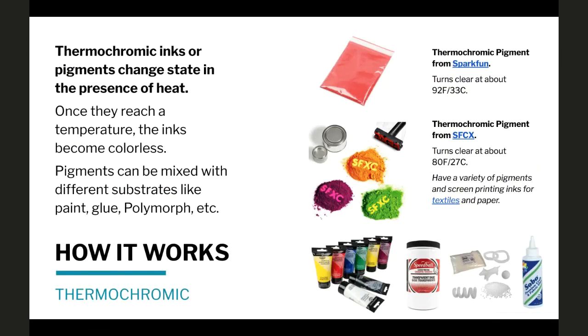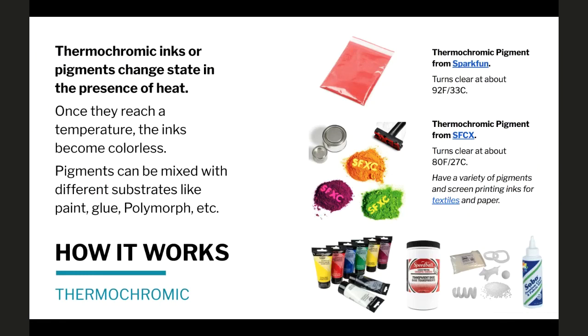But for thermochromic inks, once they reach a certain temperature, the inks become colorless. So the pigment disappears. It doesn't turn to white. It just becomes colorless. But you can mix pigments with different substrates, which is why I usually advocate for getting pigments, because you can mix them with things like paint, glue, polymorph, and you can also mix them in different densities, different measurements, different quantities, to play around with those variables.